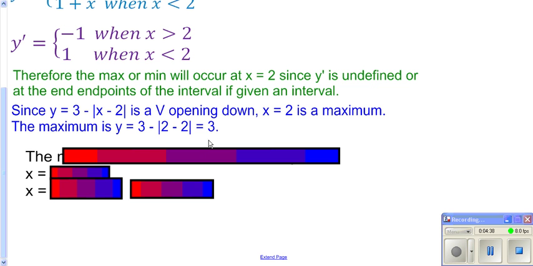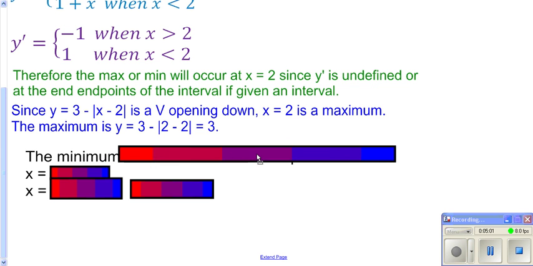And we end up getting a 3. And you should realize that that is going to be a maximum, because our critical point of 2 is between our endpoints, and since we have a negative in front of your absolute value, that means it's a V shape going down, and we were at the top of our V.